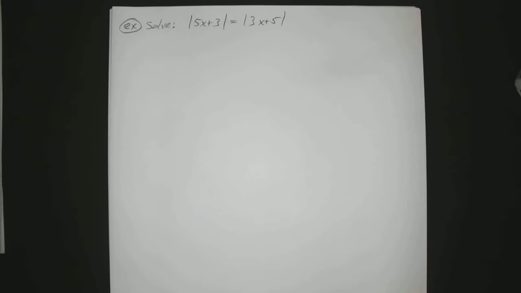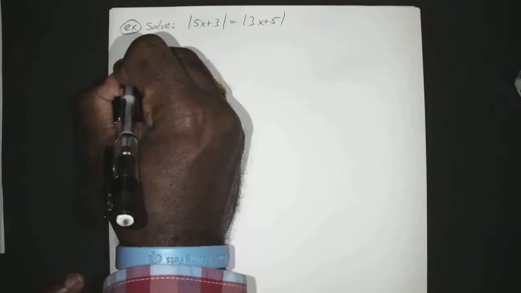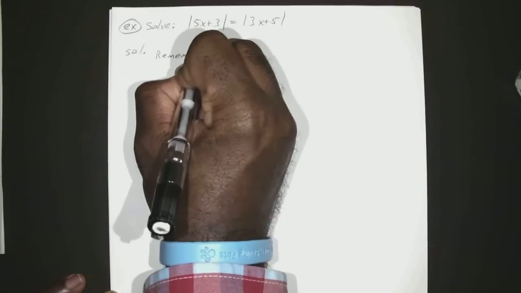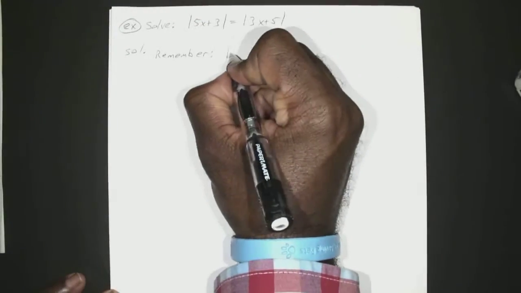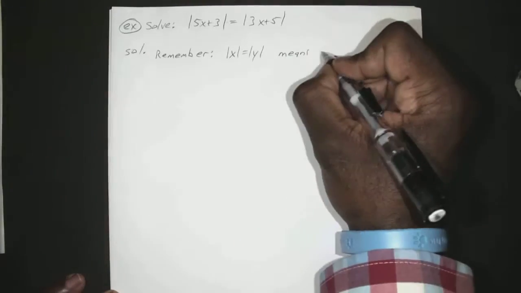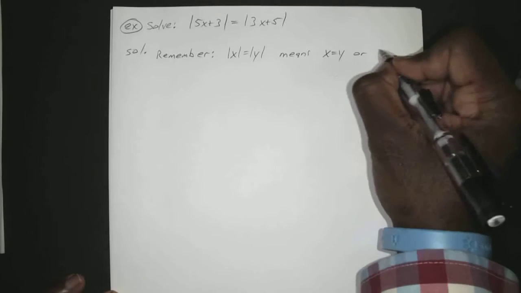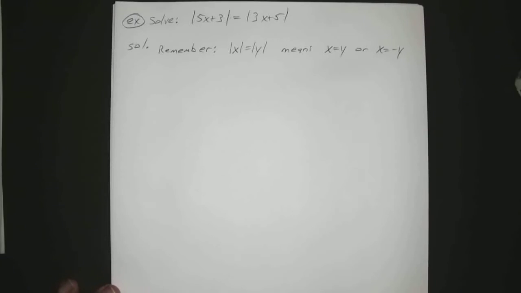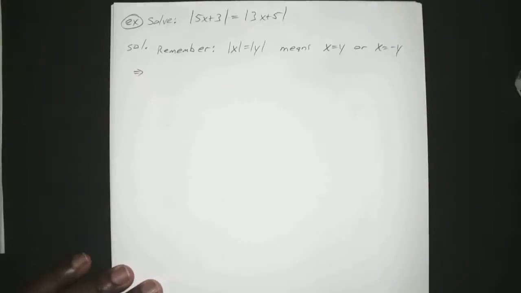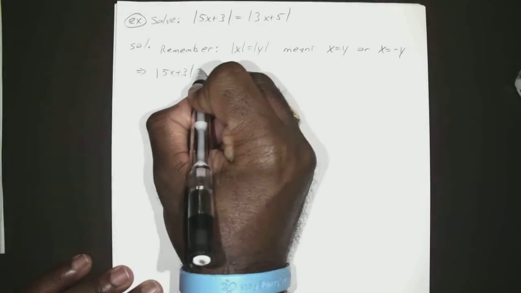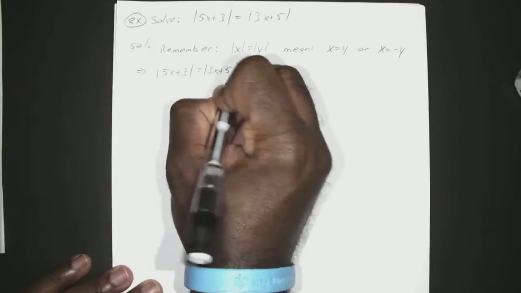Okay, so you have an absolute value equals an absolute value. So if you remember, absolute value of x equals absolute value of y just means that x can equal y or x can equal negative y. Okay, so if we apply that same idea to our problem, it means absolute value of 5x plus 3 equals absolute value of 3x plus 5.